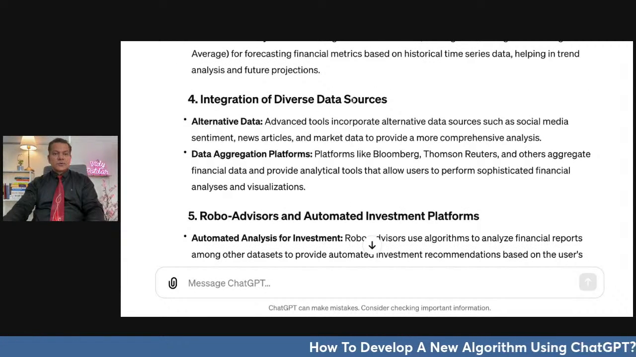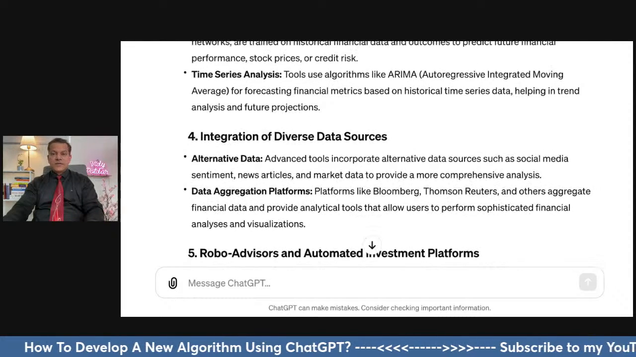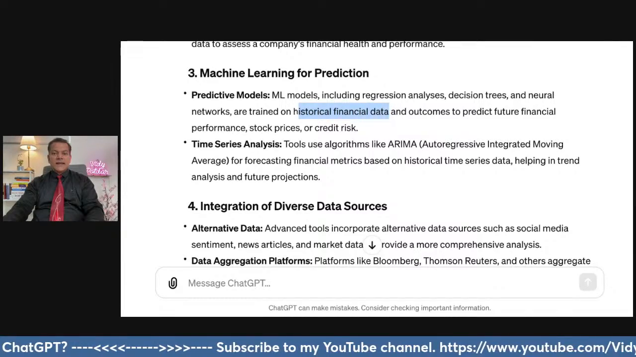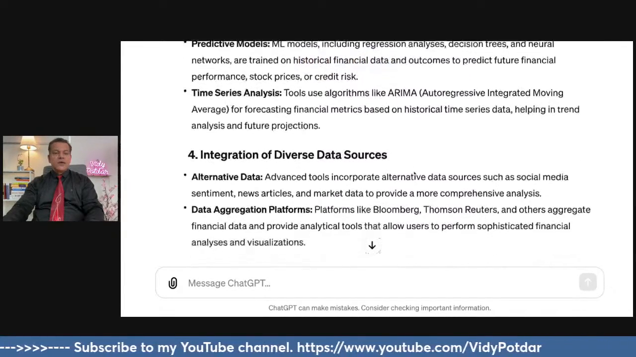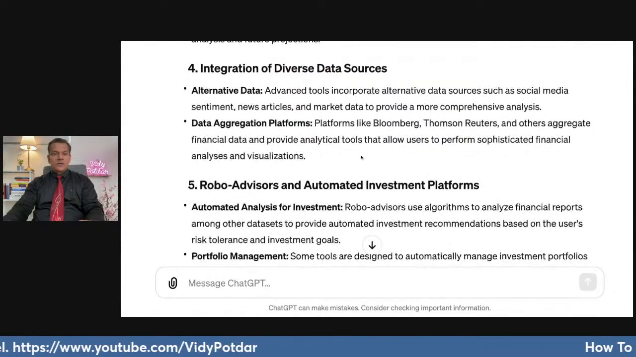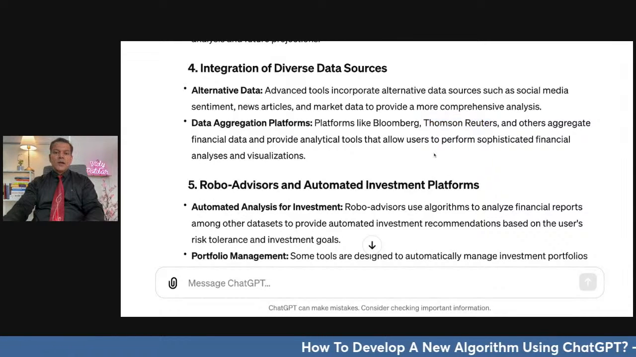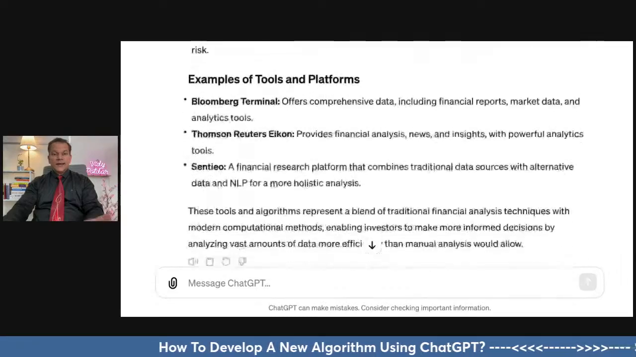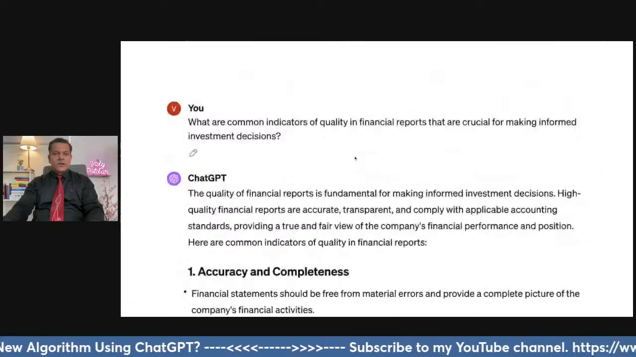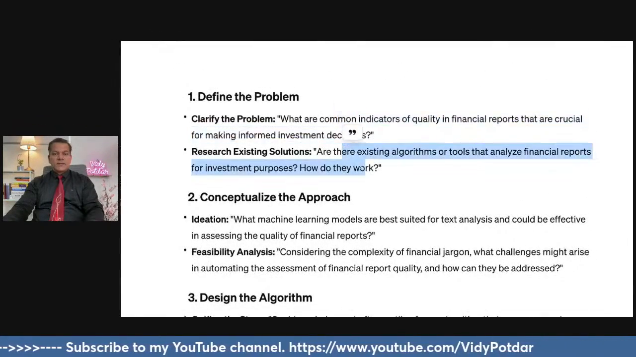Integration of diverse data sources could be needed for this algorithm to work, because if you see here, it said that you could use historical financial data. Where is that coming from? So that would come from some form of data sources that we have to integrate with the algorithm. So like data aggregation platforms from Bloomberg, Thomson Reuters, they would provide you this historical data. And then there are some other approaches. Okay, so I'll not go into all of them. Let's go back to the next step that was there in the algorithm. So we have done this, we have done this.